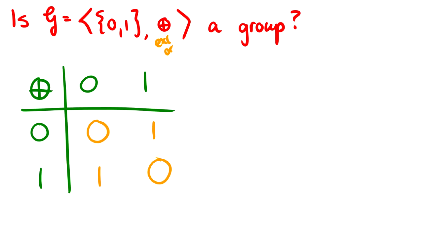So we have to check. 1. Is it closed? If we take 0 and 1 and put them through the operation, we get 0 and 1 back, so of course it's closed. We can only get 0 and 1 back, so that's good.